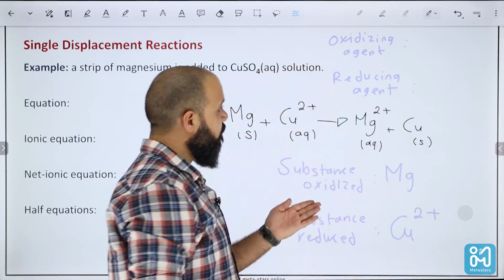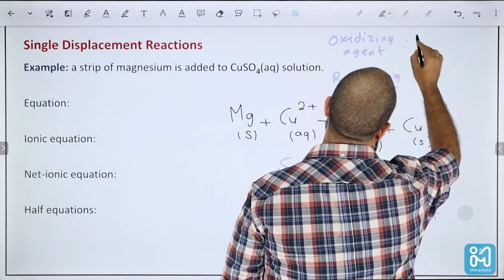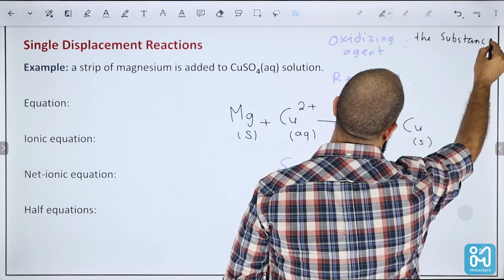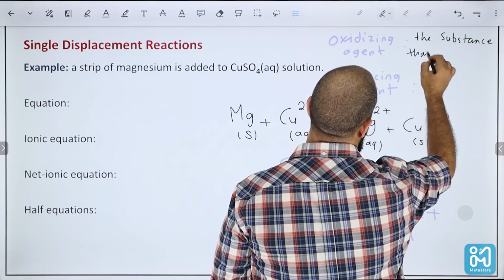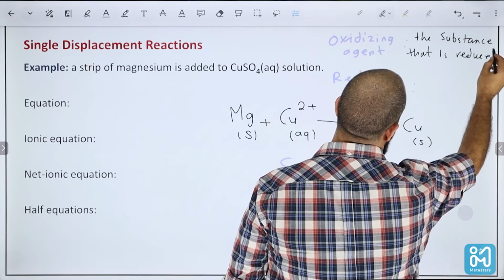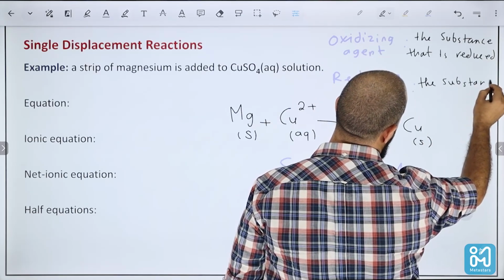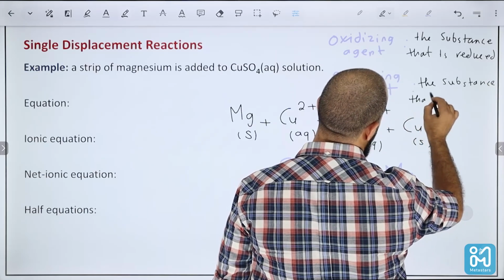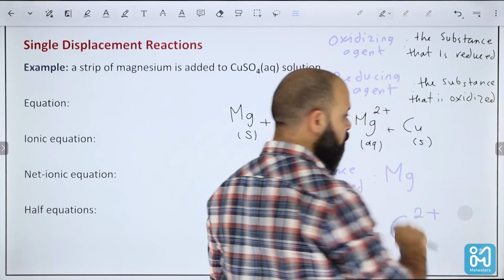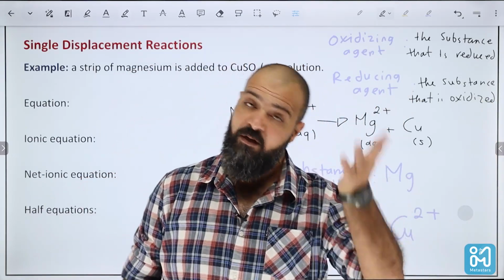In this case, for the oxidizing agent, we can write the definition. The substance that is reduced, and here we have the substance that is oxidized. We just reverse them. The substance reduced is the oxidizing agent. The substance oxidized is the reducing agent.